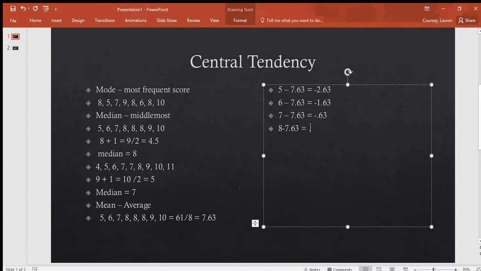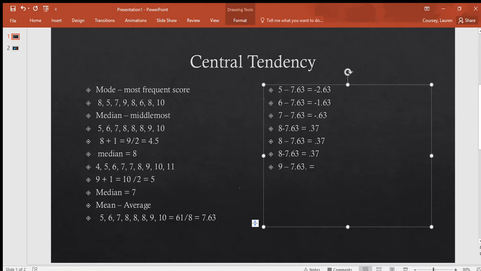0.37, and we know that we have 3 scores of 8, so we'll do this 3 times, each time getting a deviation score of 0.37. So, okay, we saw here that we have scores that are deviating negatively. And here we have positive deviation scores. We're going to expect, right, that our higher scores are also going to be positive deviation scores. So some scores are lower than the mean, some scores are higher than the mean.